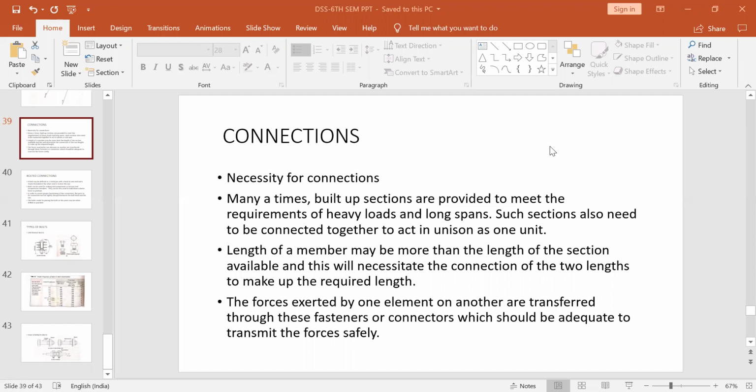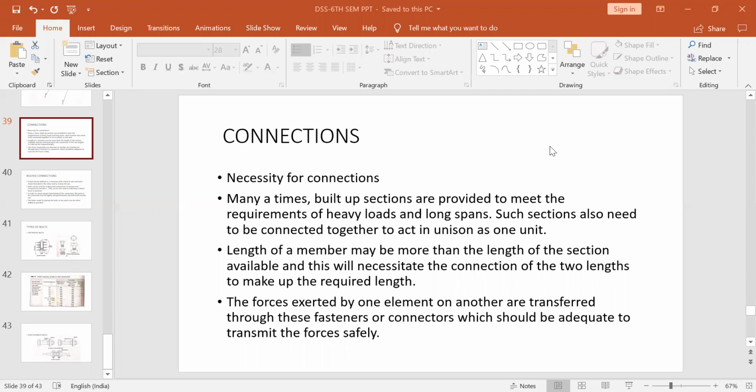So now connections. What is the necessity, what is the requirement for connections, why do we require connectors? Many a time built-up sections are provided to meet the heavy requirements of loads and long spans. Now what happens when you design a steel structure? Suppose you are designing an I section for a beam or a column. When you design the section, if the loads are very heavy, that section may not be sufficient. Okay, you would require some built-up section.